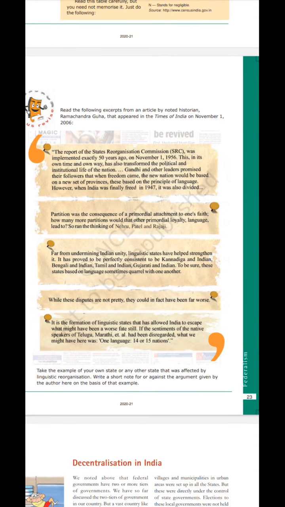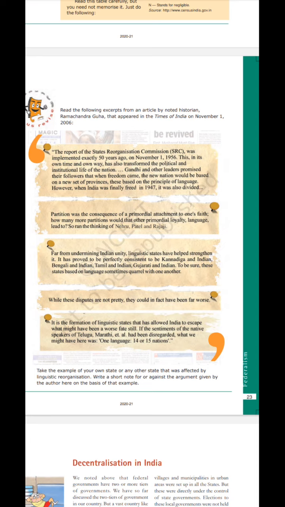Read the following excerpts from an article by noted historian Ramachandra Guha that appeared in the Times of India on November 1, 2006. The report of the States Reorganisation Commission, SRC, was implemented exactly 50 years ago on November 1, 1956. This, in its own time and own way, has also transformed the political and institutional life of the nation. Gandhi and other leaders promised their followers that when freedom came, the new nation would be based on a new set of provinces, these based on the principles of language.